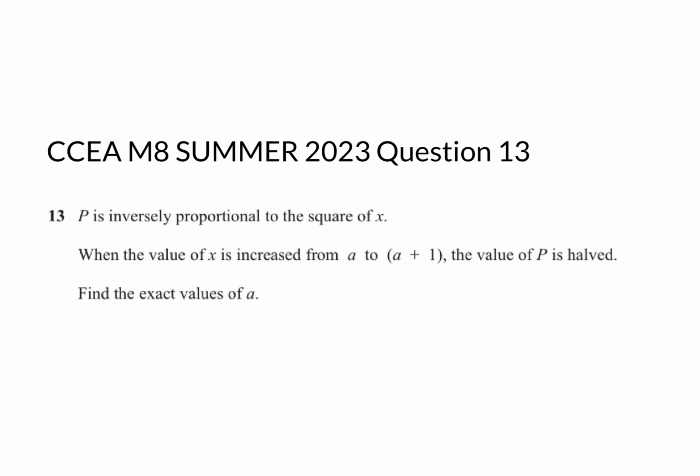We're going to look in this video at the solution to question 13 of CCEA GCSE Mathematics M8 Summer 2023. This is an inverse proportion question. Read the question. It says P is inversely proportional to the square of x. So first thing, let's just write that down. That means P is equal to k over x squared because it's inversely proportional.